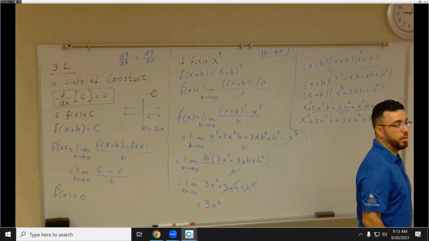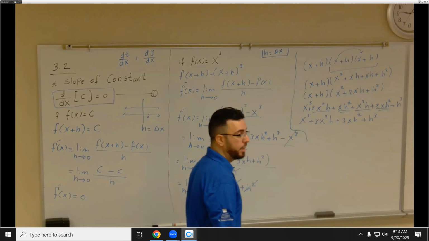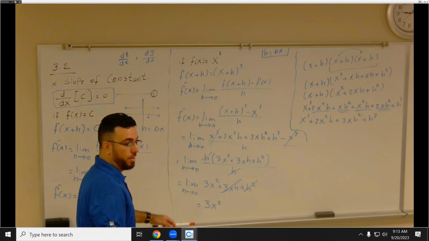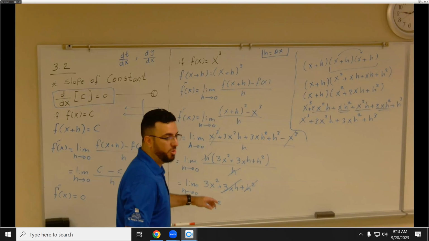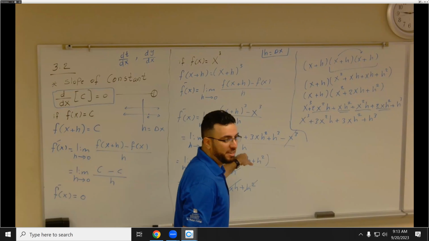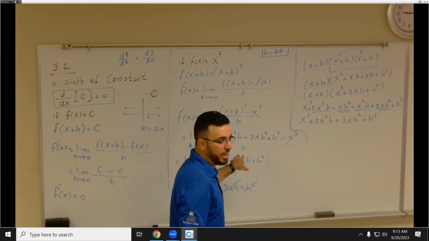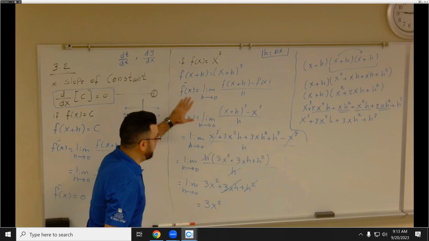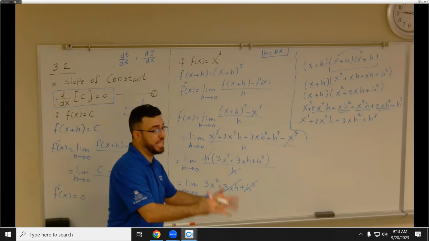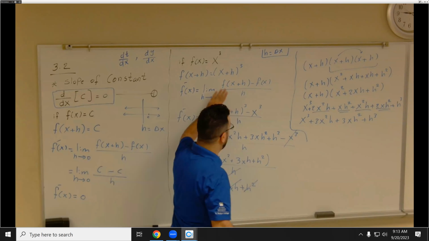Yeah, go ahead. So is the easier way to do all that just take the top, move it to the front, and then that one? That's what we need to find, okay? So I did all these steps to show you it's the same thing when we do the limit process.